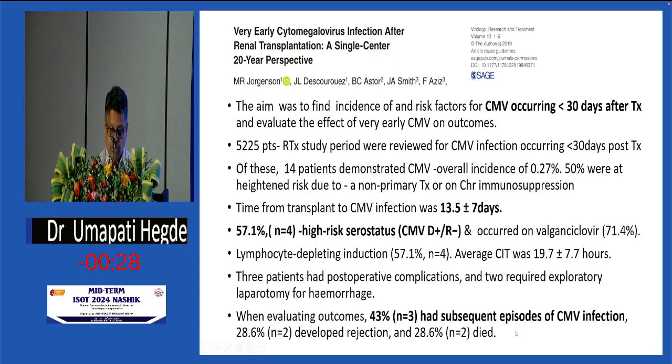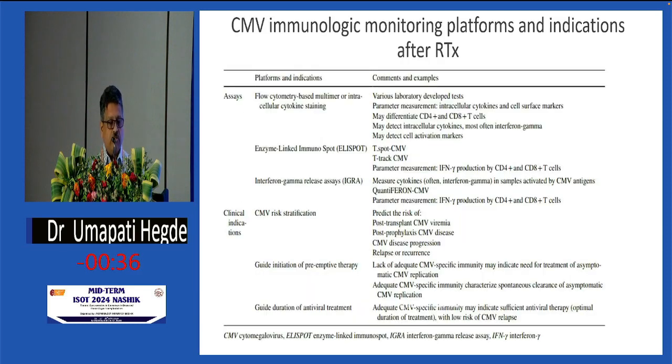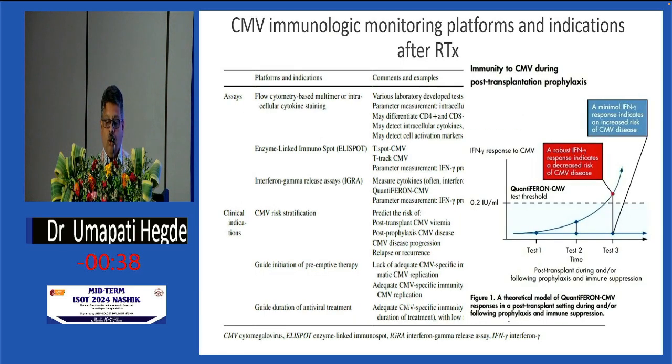So we have to take care, early infections are more common with donor positive recipient negative, even though in our country it is much less. It can occur in the first 2 weeks also. The quantiferon assay may give a clue that we may have a CMV infection early, so that we can give a more aggressive or increased, appropriate dose of CMV prophylaxis.